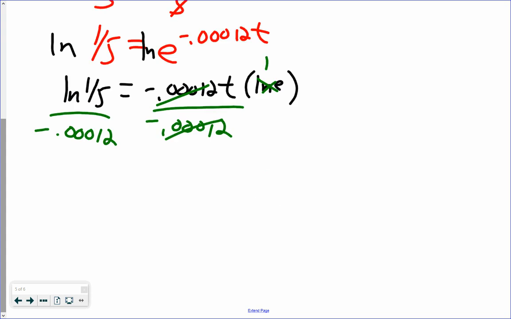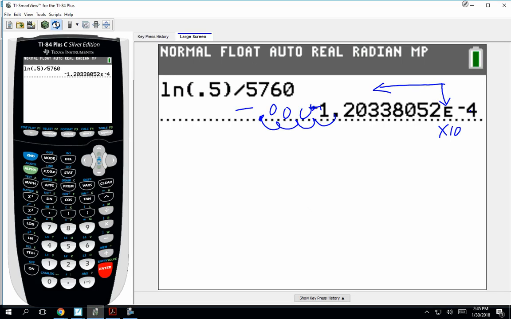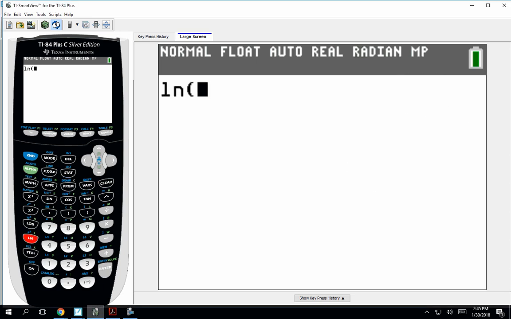But again, our numerator is going to be negative. Over negative, we will get a positive. A good thing, we're solving for time, right? All right, let's find out what we get. I want to get rid of this, that might be really distracting. All right, so natural log of 1/5, and we are dividing by negative 0.00012. Do use this little button down here at the bottom.